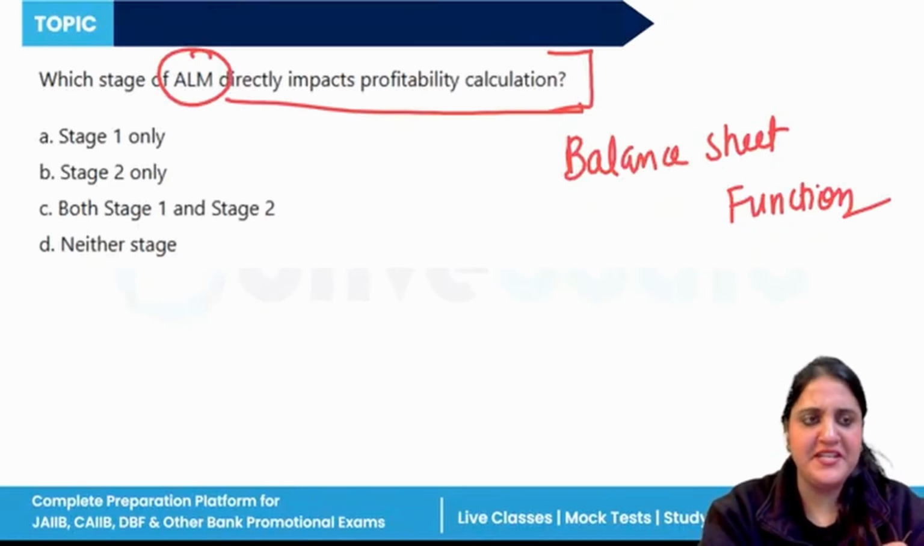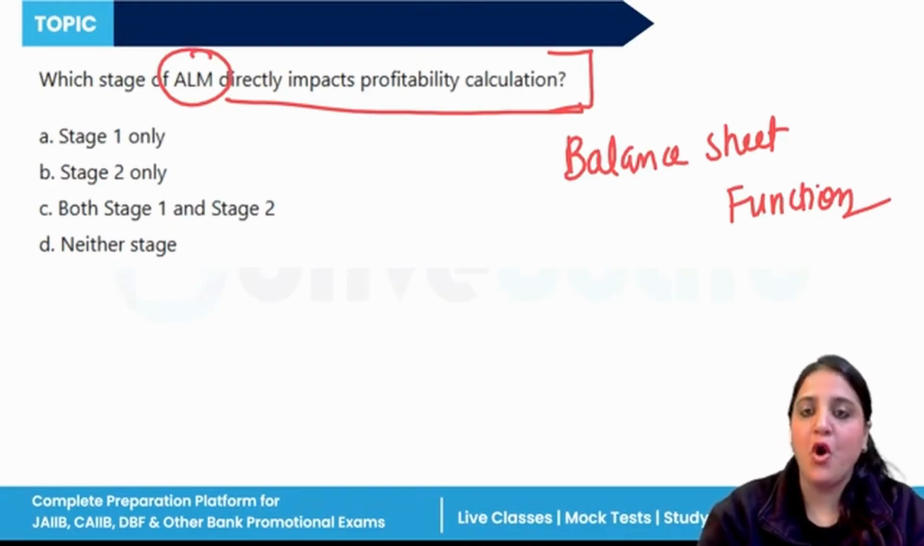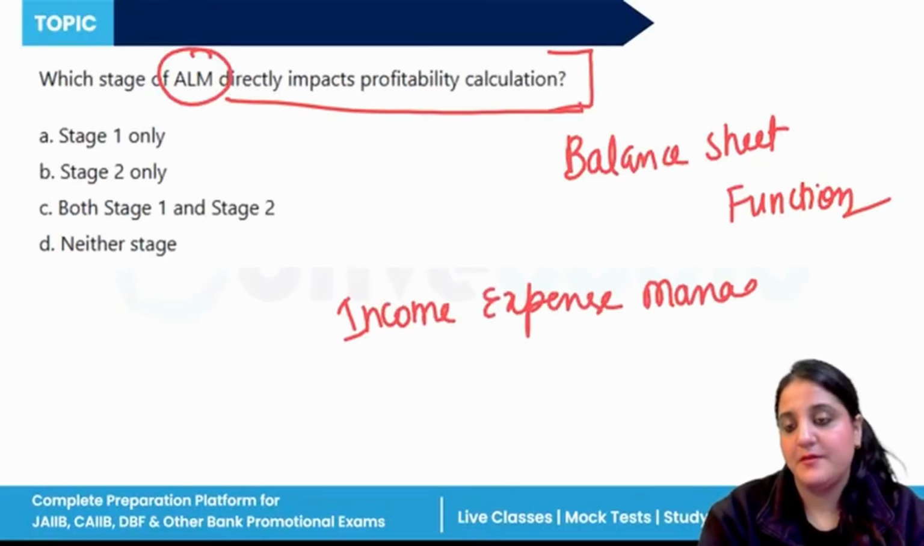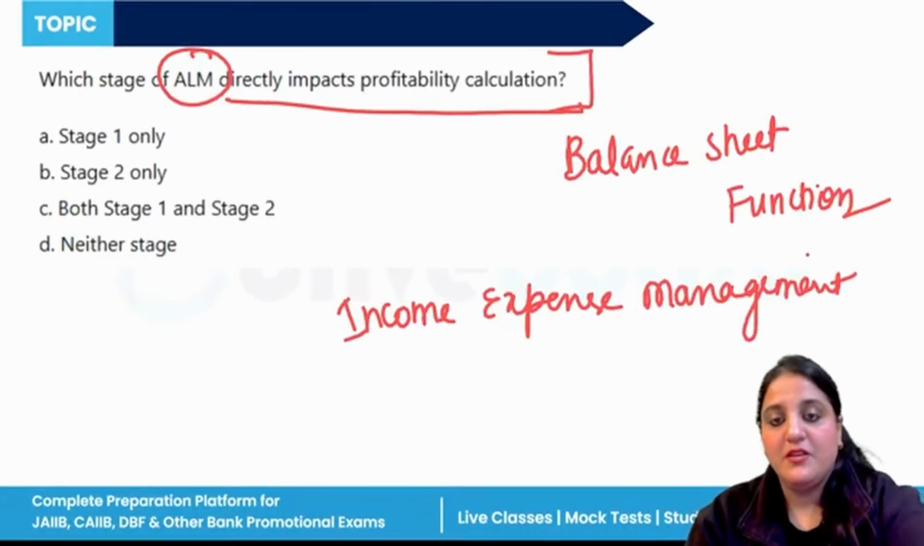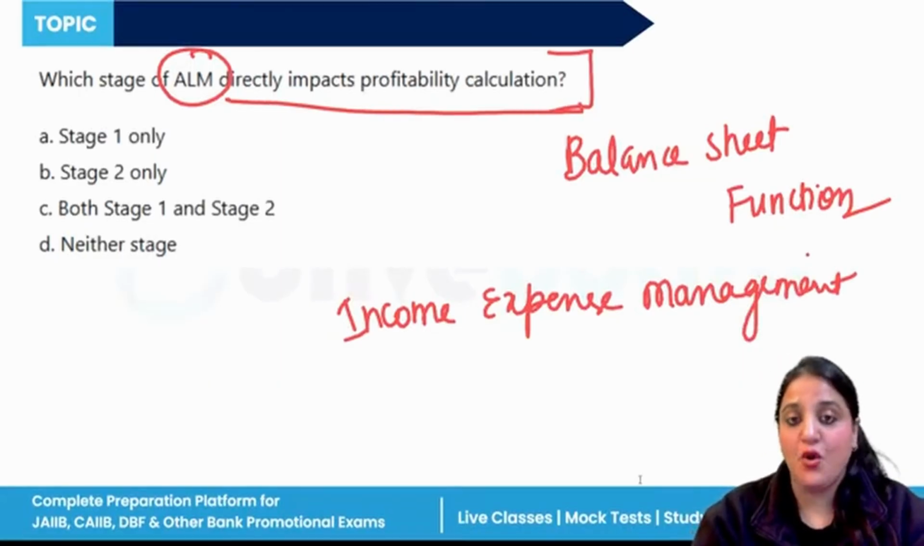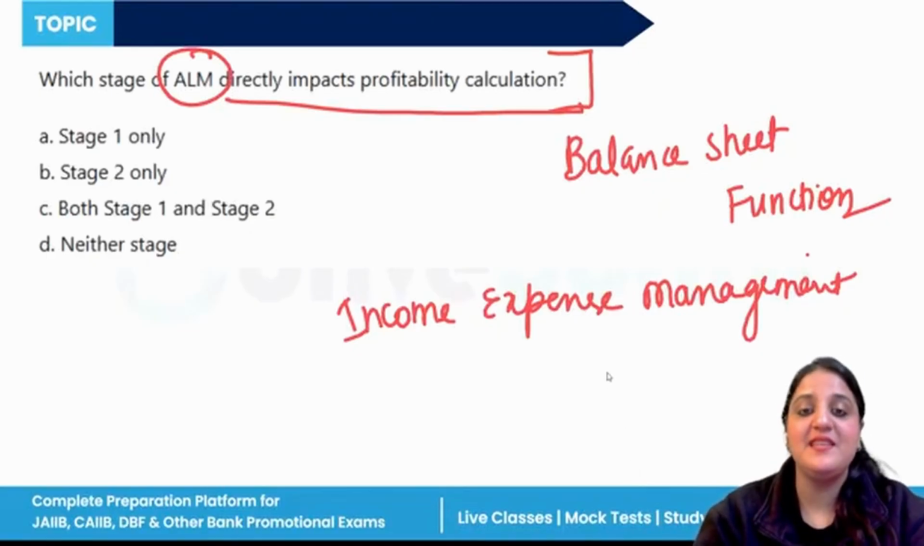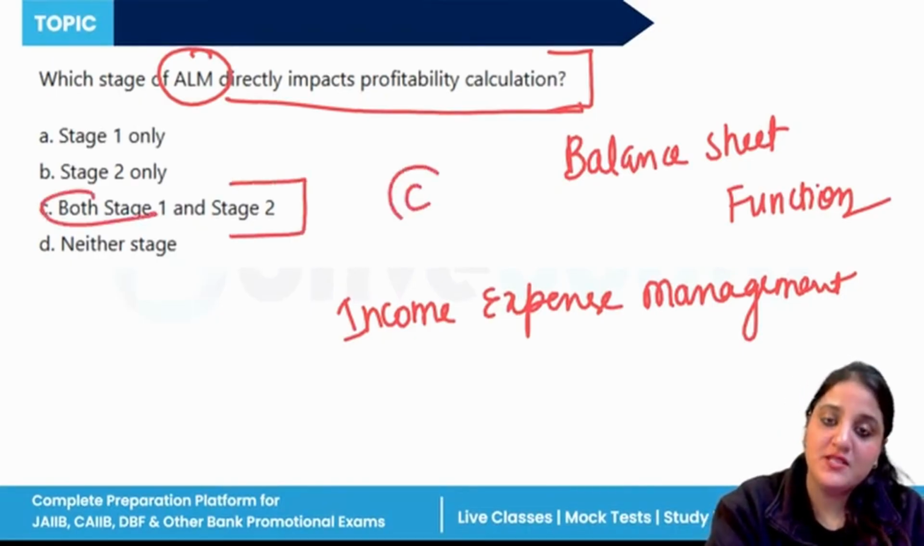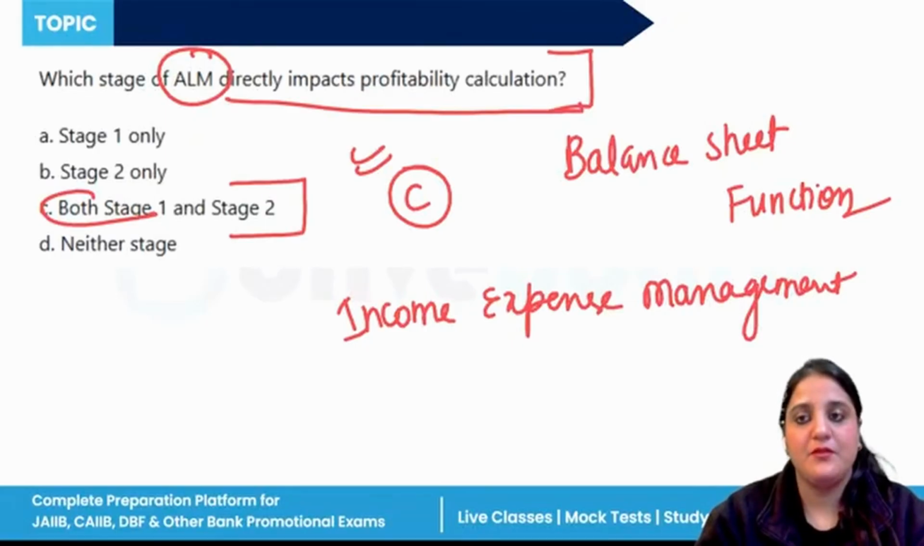On the asset side: liquidity, investments, loans, fixed assets. On the liability side: deposits, borrowings, capital. Apart from this, it also does income and expense management. Profit depends on interest income, interest expense, provisions, non-interest income, expenses and taxes. So balance sheet structure affects income and expenses. So we can say both stage 1 and stage 2. Option C is correct, right?